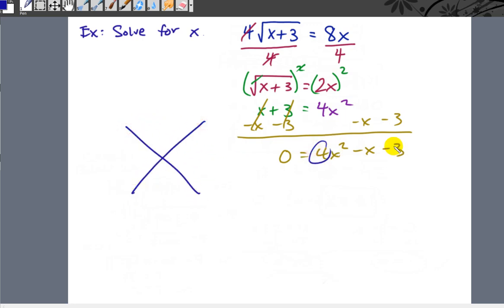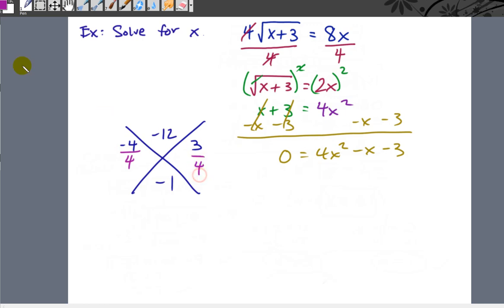So we have 4 times negative 3, so that's going to be negative 12. We have a negative 1 here. We need to find two numbers that multiply to negative 12 and add to negative 1. That should be negative 4 and 3. And then what we want to do is divide by our a term, so that's going to be 4.